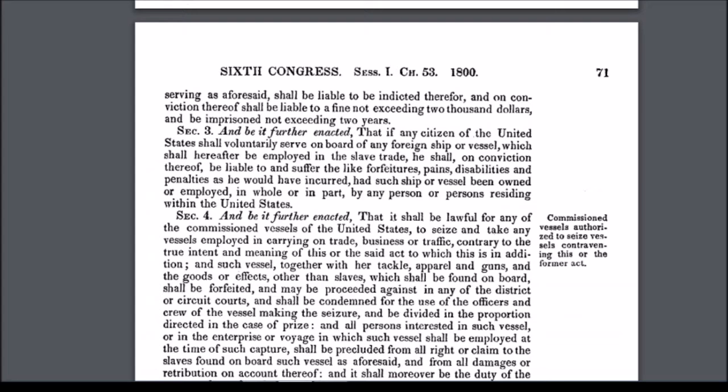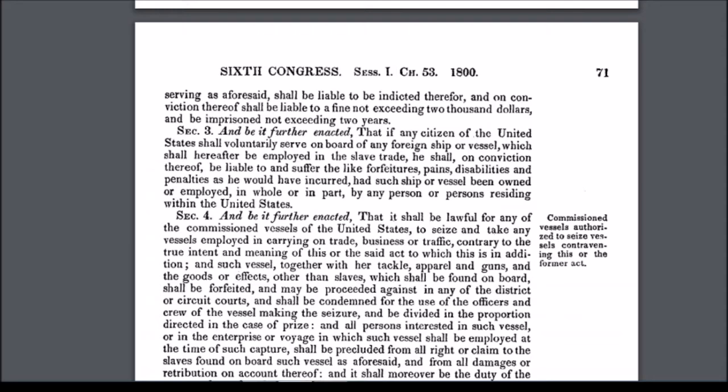So this is just continuing those penalties. If you were, once again, serving on a foreign ship that dealt with slaves or dealing with the trafficking of slaves, then you would still pay that up to $2,000 fine and up to 2 years in prison.